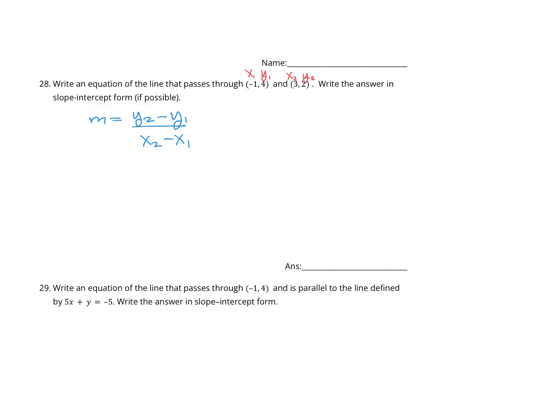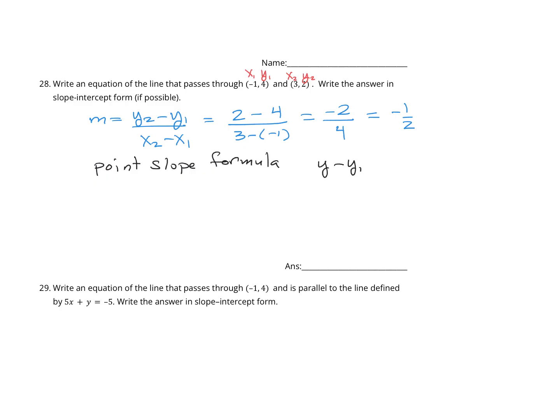Now substituting those numbers in, we're going to have 2 minus 4 over 3 minus negative 1. So 2 minus 4 we know is negative 2. 3 minus a negative 1 is 3 plus 1, so that's 4. That reduces down to negative 1/2. We now recall the point slope formula, and the point slope formula is y minus y1 equals m times x minus x1.